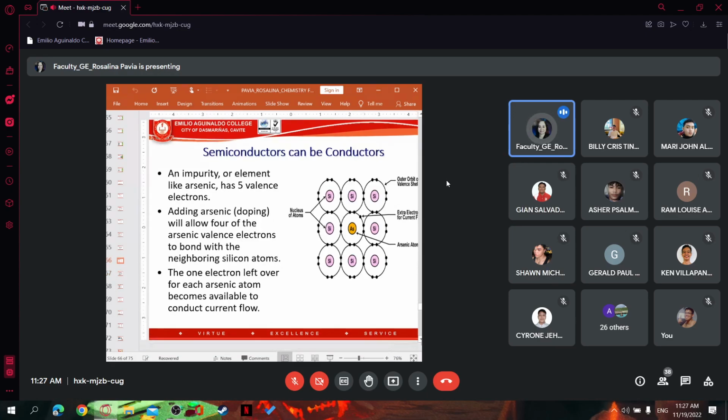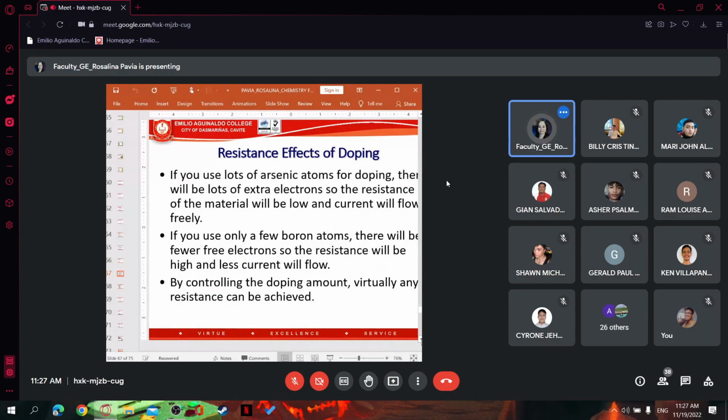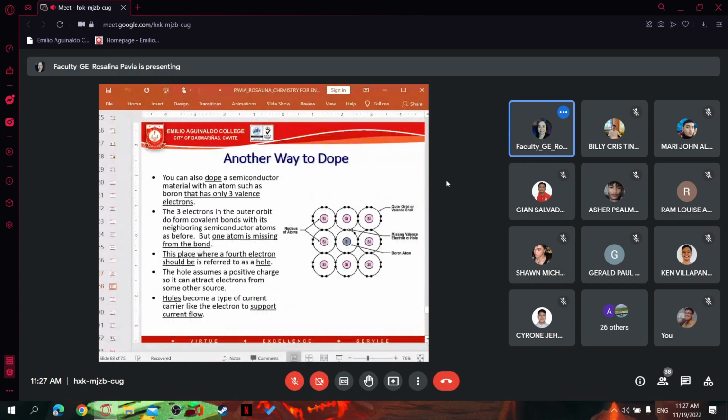Before we go to resistance, punta muna tayo doon sa tanong ni Mr. Borbor bago si Mr. Villapando. Another way to dope: you can also dope a semiconductor material with an atom such as boron, which has only 3 valence electrons. Si boron, 3 lang ang valence electrons niya. So, 3 lang yung ma-share niyang electron. Kulang, di ba? Dapat 4 or dapat sobra para maging conductor. Pag 4, insulator. Pag sumobra, conductor.